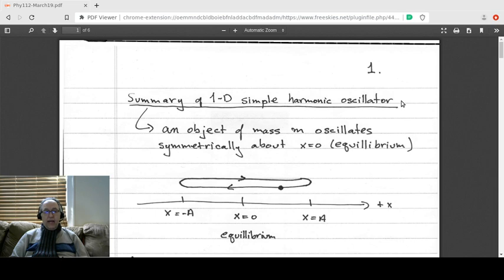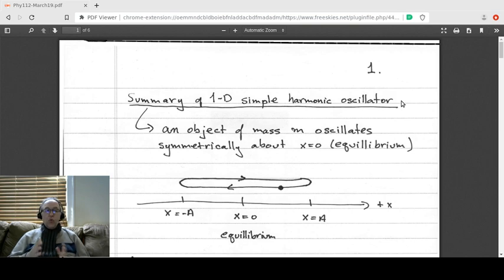Okay, and so what you see there in the diagram is me trying to show the best I can the dynamics of that oscillation. Well, actually, the kinematics of that oscillation. So you can see that dot, and it's going to go along the loop back and forth around x equals 0.